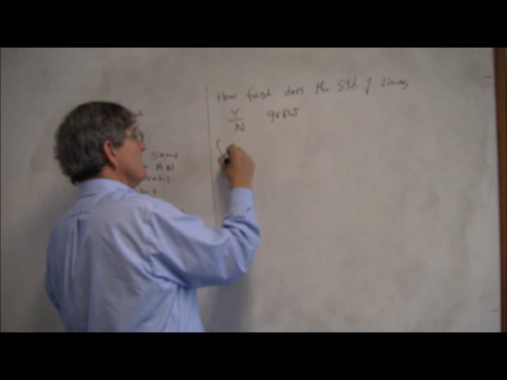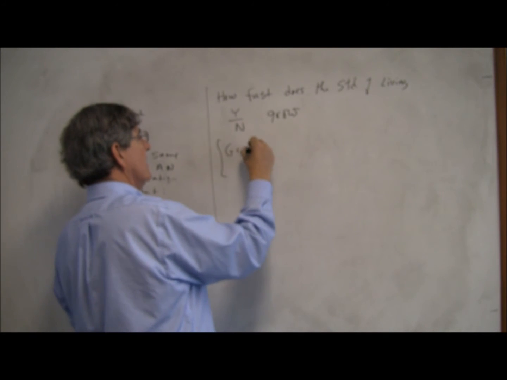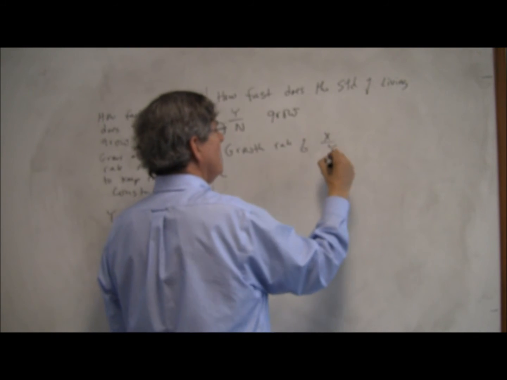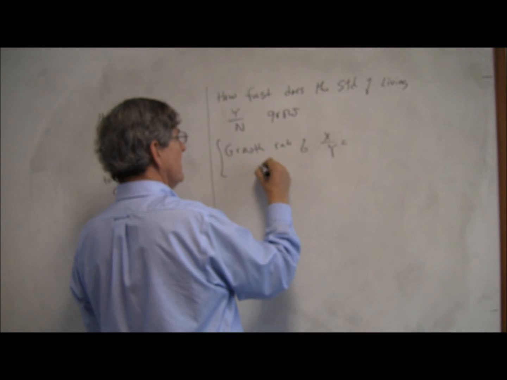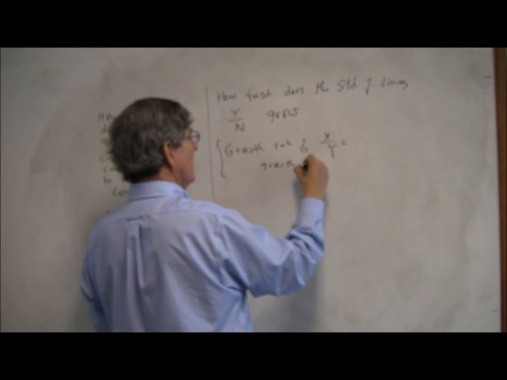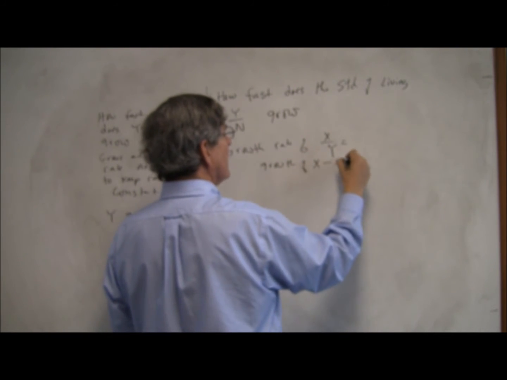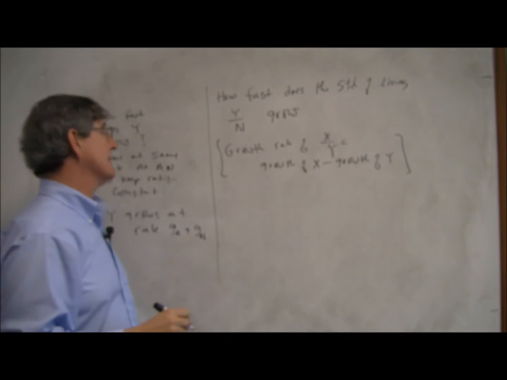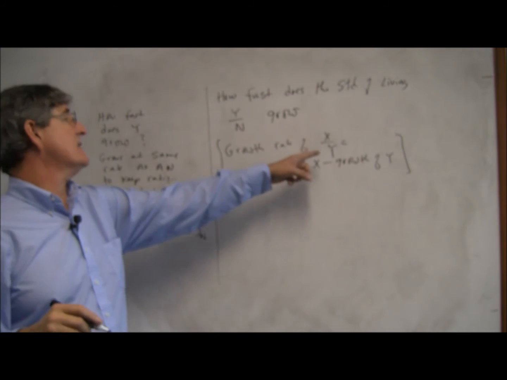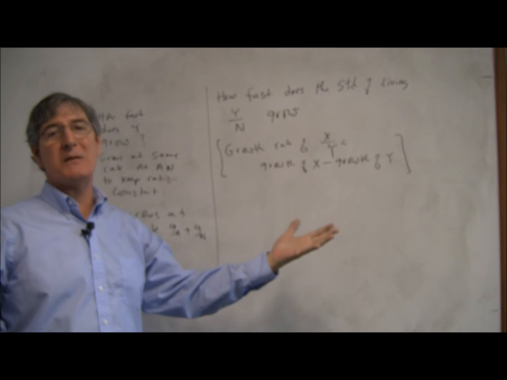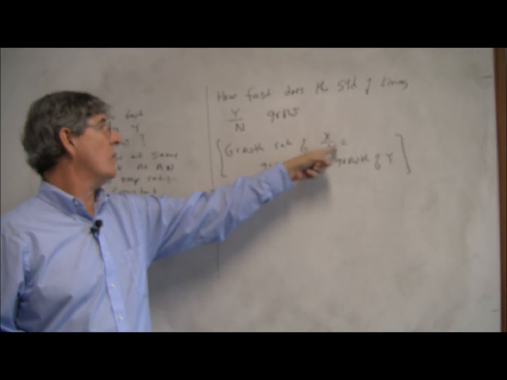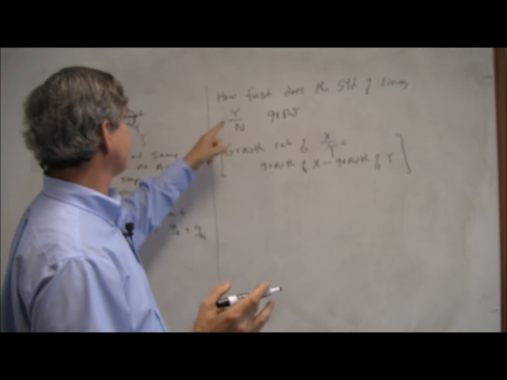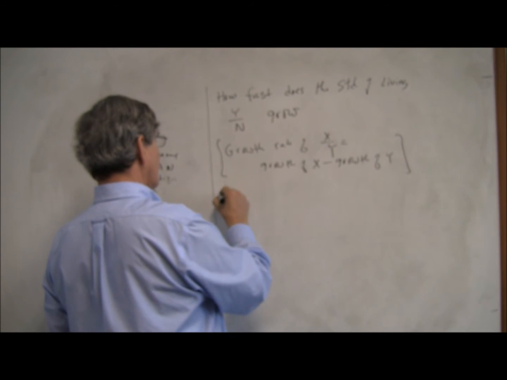And we're going to use another fact. The growth rate of x over y equals the growth of x minus the growth of y. And that's just a mathematical fact. So this is just an extension of the growth of xy. It's the growth of x plus the growth of y, except that y has a -1 coefficient on it. Anyway, this is true. All right?